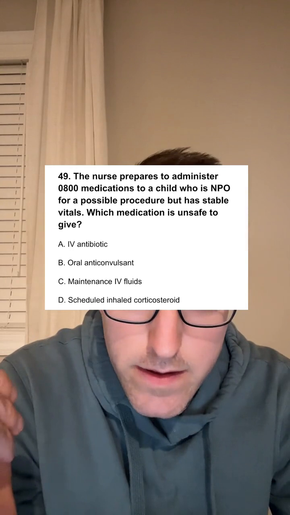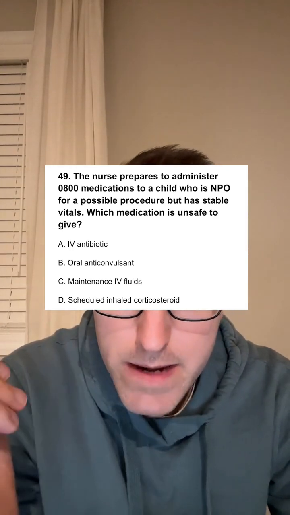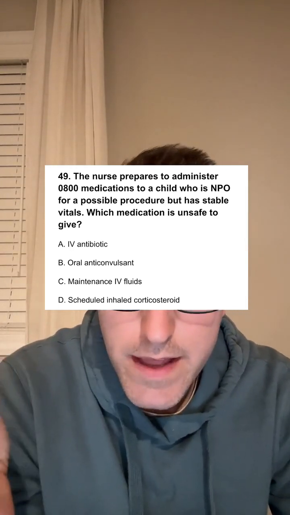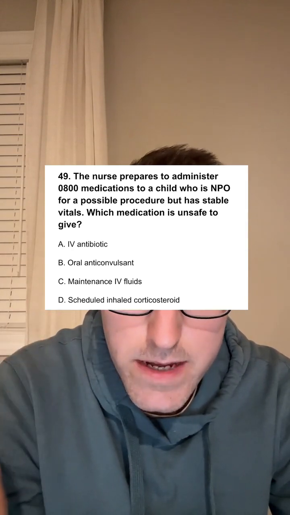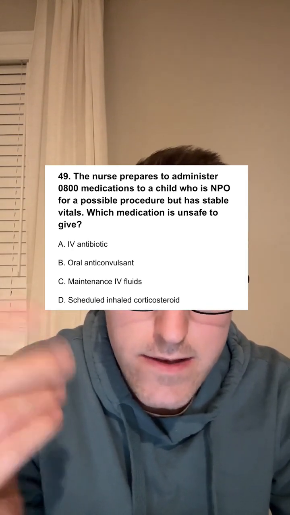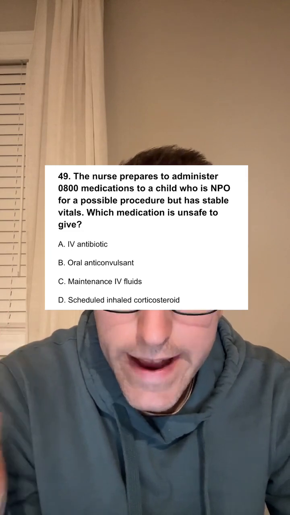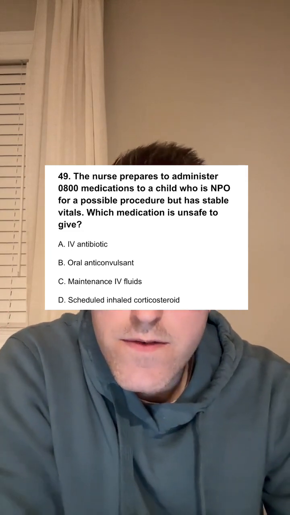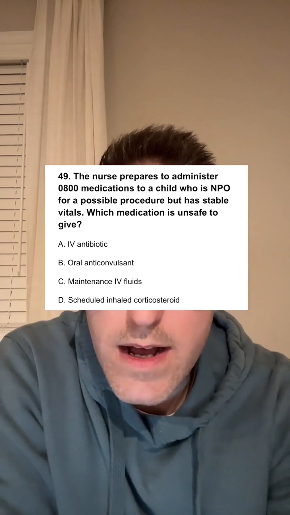So for A, IV antibiotics are safe and necessary. For C, maintenance fluids are going to be expected. And D, inhaled meds don't violate the NPO status. Okay, so there you go.